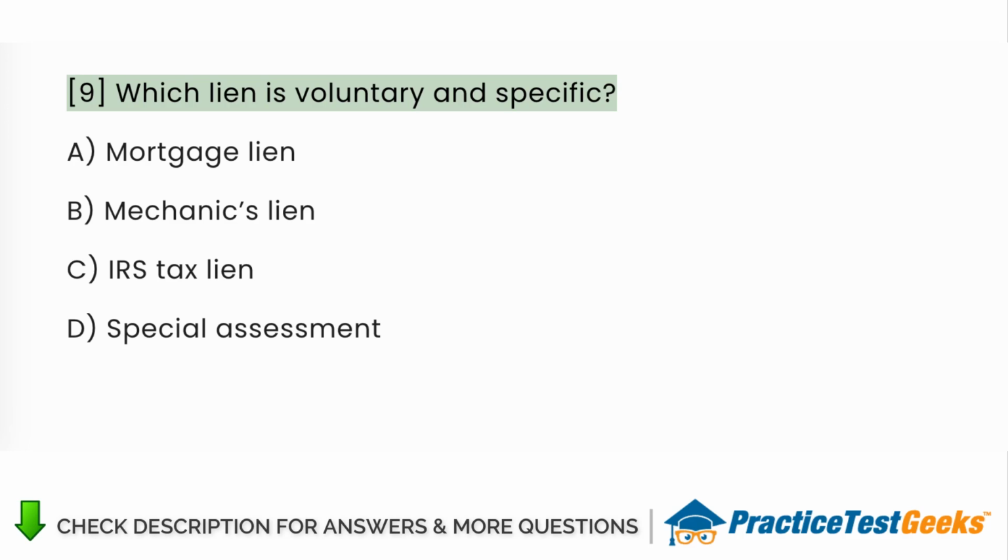Which lien is voluntary and specific? A. Mortgage lien. B. Mechanics lien. C. IRS tax lien. D. Special assessment.